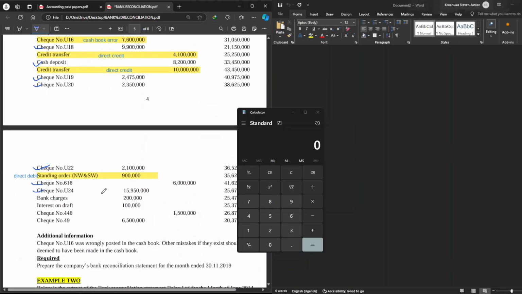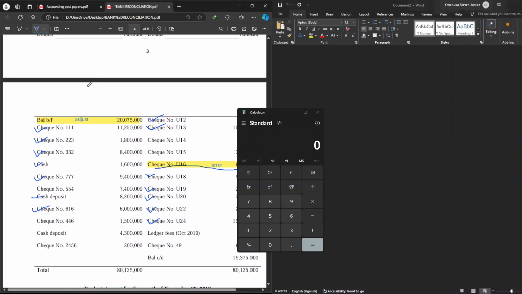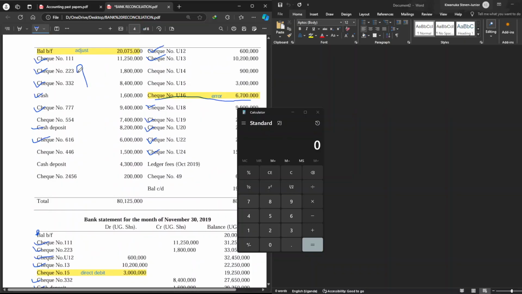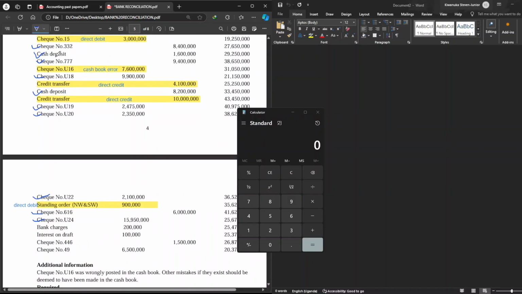Bank charges. These bank charges are often forgotten, but we can check. Yeah, so it is not there in our cash book. Bank charges. So we'll put here direct debit. These bank charges we'll put there. Direct debit.